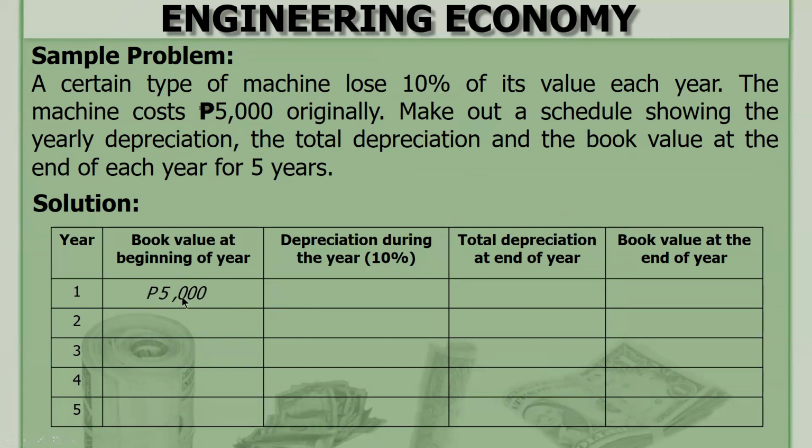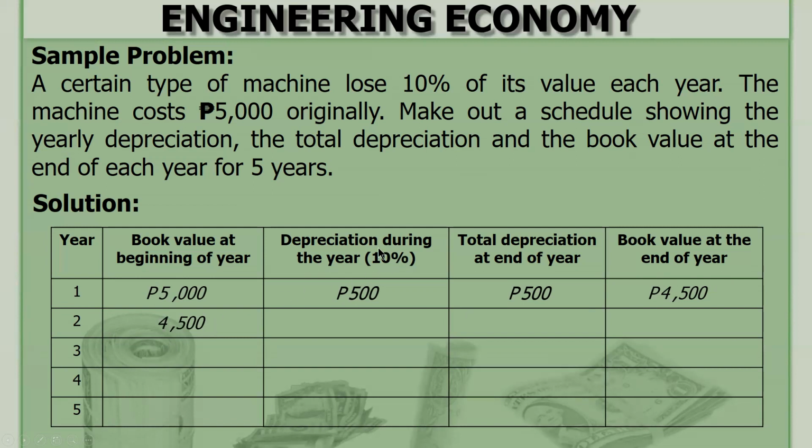So 10% of 5,000 is 500. So the value of the machine decreases by 500 for year one. So the total depreciation, of course, it's only 1 year, so 500 lang. And the value of the machine after year one will be first cost minus the depreciation. So it's 4,500. So at the beginning of year two, the value of the property is just equal to this, 4,500.